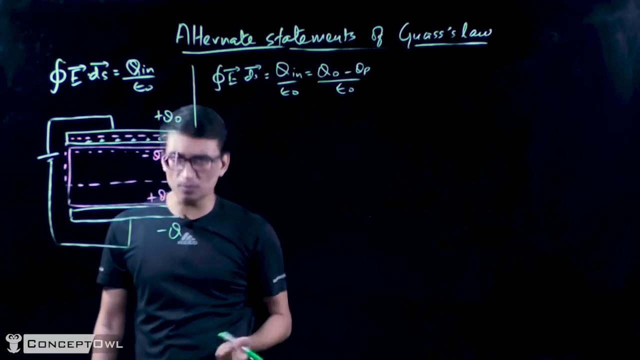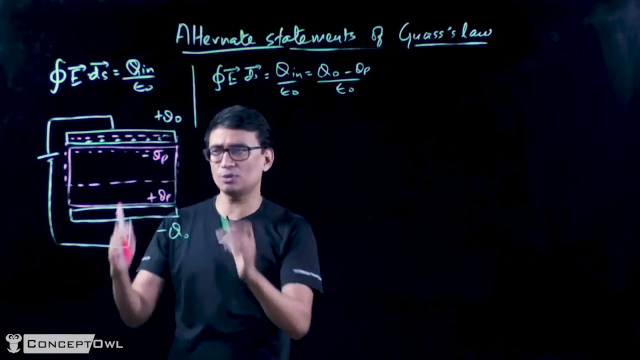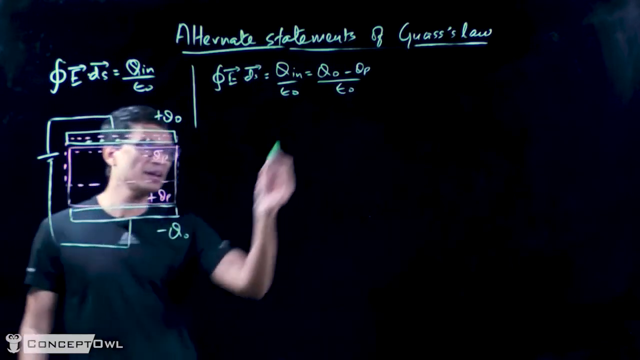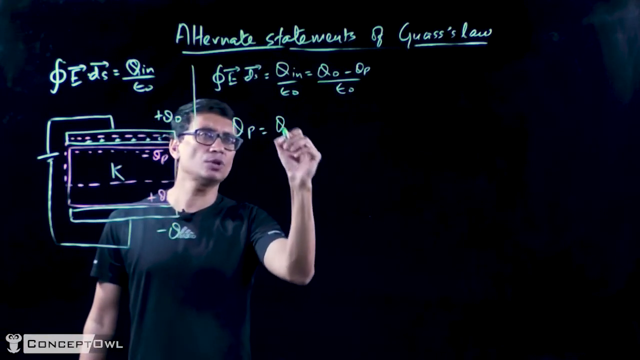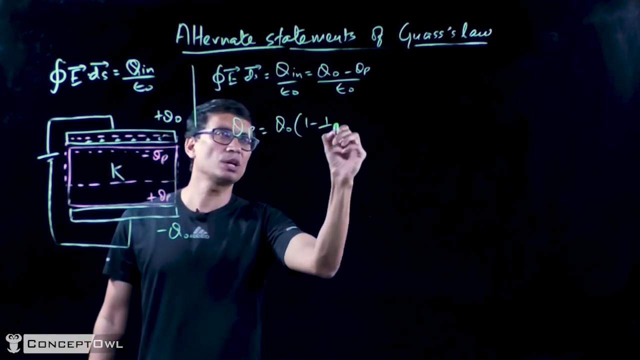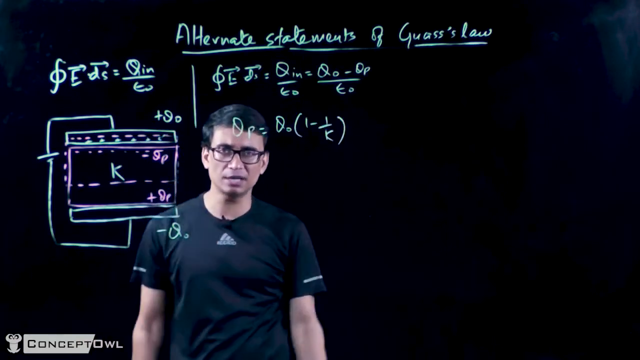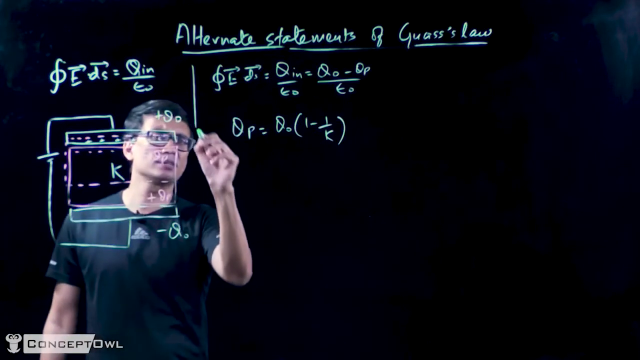Now what is QP? This is the induced charge, and we have discussed that if the dielectric constant is K, then QP is equal to Q naught into 1 minus 1 upon K. This we have discussed; refer to a previous video, where we derived this. So just substitute this here. So what will I get?